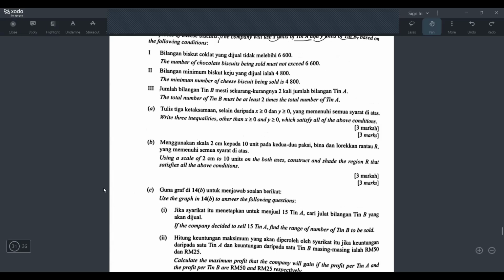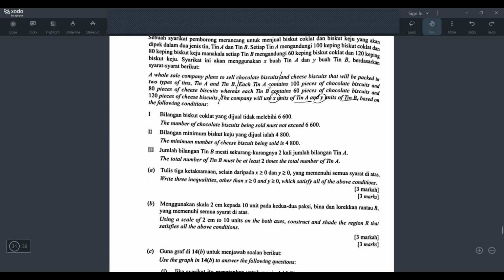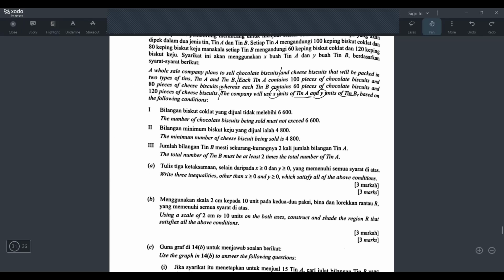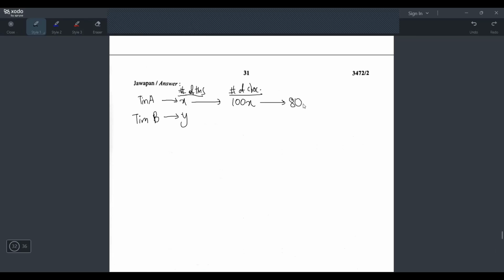Okay. Now we can look at the chocolate biscuit, what cheese biscuit just now. So they say here what? One tin A, each tin A means one tin A. So one tin A contains 100 pieces of chocolate biscuit. So what is the number of chocolate biscuit if there are X tins? So number of chocolate biscuit will be 100X, because one tin is 100. So imagine if you have X number of tins, then it's 100X. Then there's another one, cheese biscuit, one tin is 80 pieces. So it means the total number of cheese biscuit will be 80X in tin A. So this one is number of cheese biscuit.